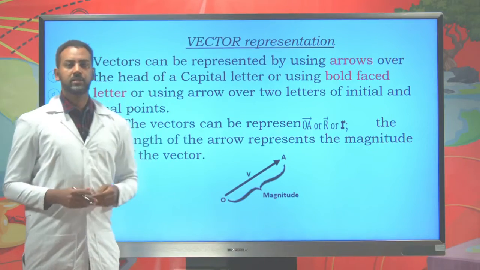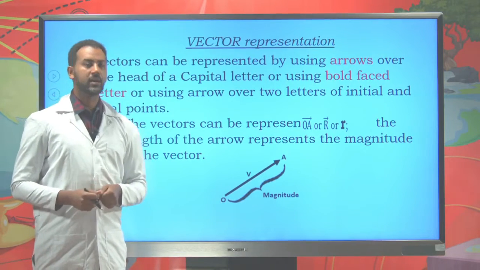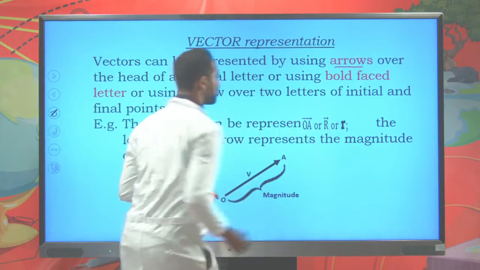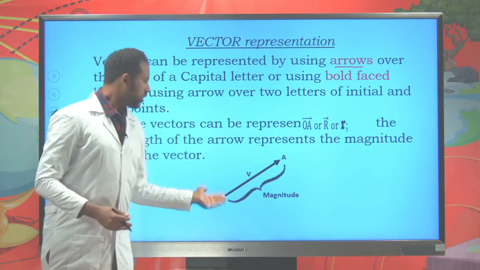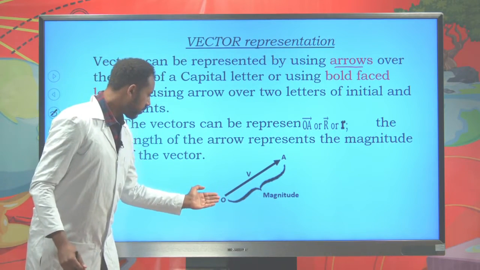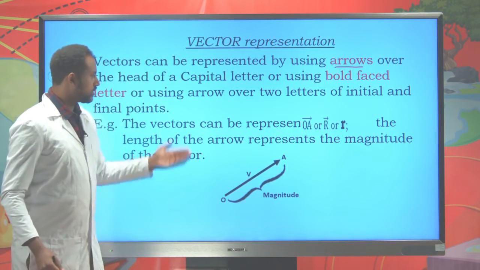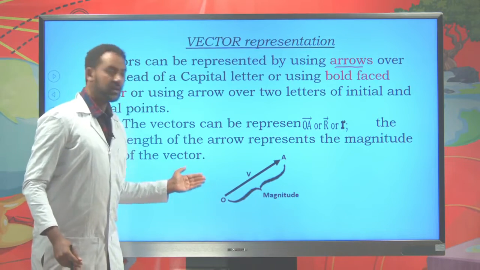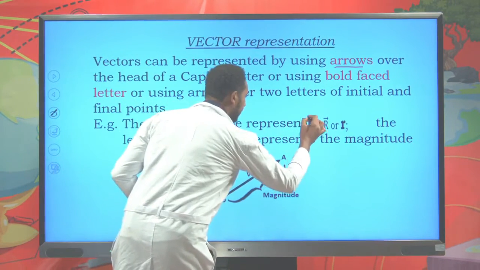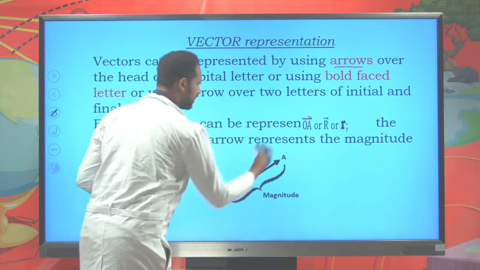And how do we represent vectors? Well, vectors are represented by using arrows. We have arrows with initial and final points. Suppose here we have point O and point A. Therefore, it's possible to represent this vector as OA with an arrow over it. It's possible to represent it like this.